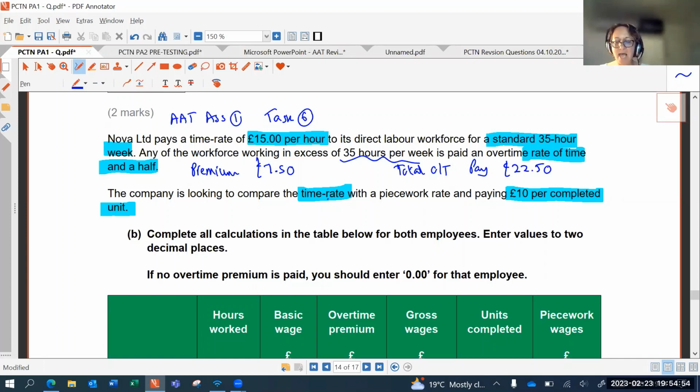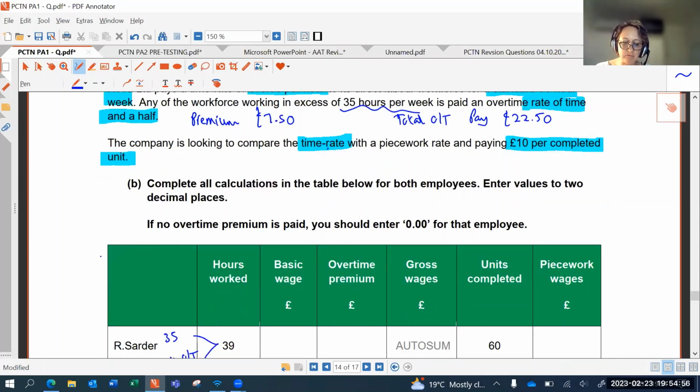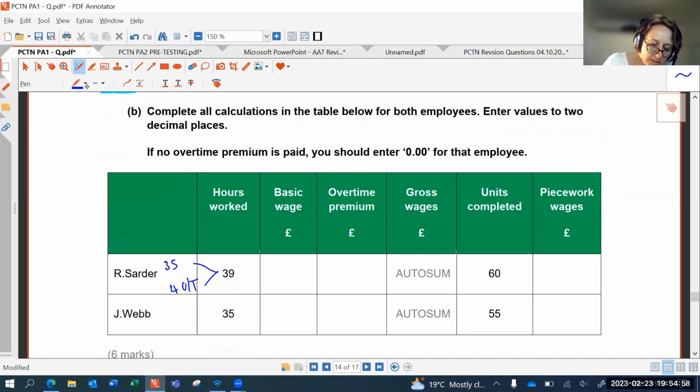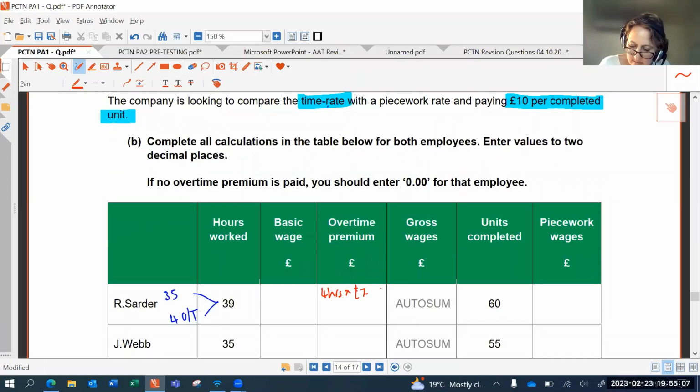So a question that asks you for the overtime premium wants you to say here that this person had 4 hours at £7.50. I can do that in my head. 15, £30.